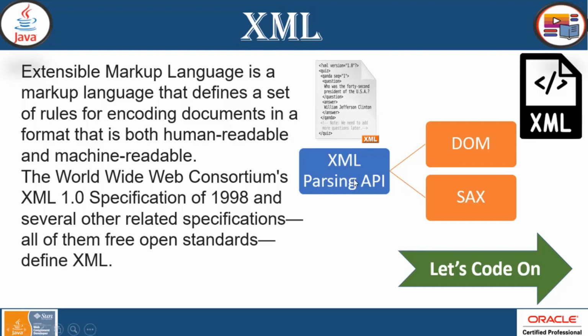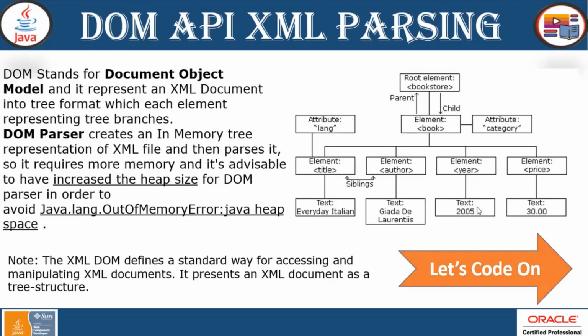Now, before we get into the implementation, let's first see that in Java, there are two types of APIs available to work with XML and parse the content inside the XML. So there are two types of API: DOM, Document Object Model, and SAX, Simple API for XML. Parsing means you are picking the data from the XML and converting it. So, XML parsing API. Now let's first take a look at DOM.